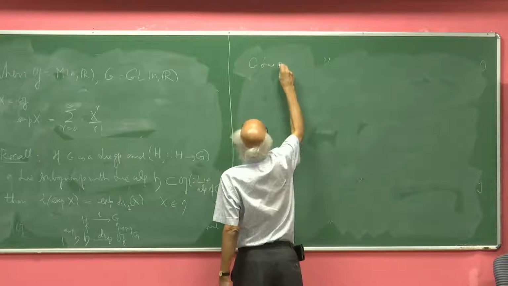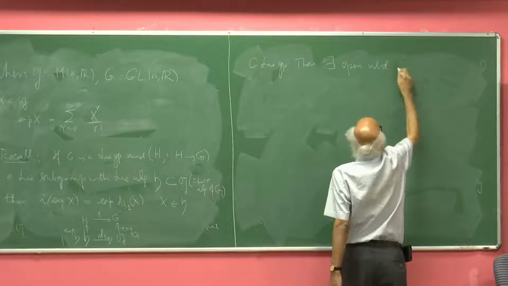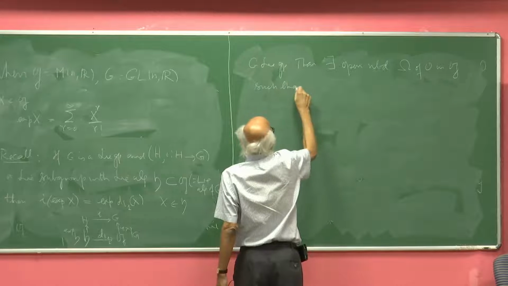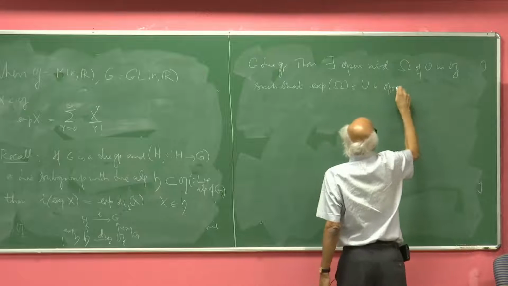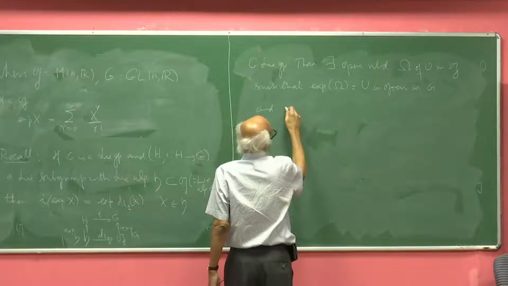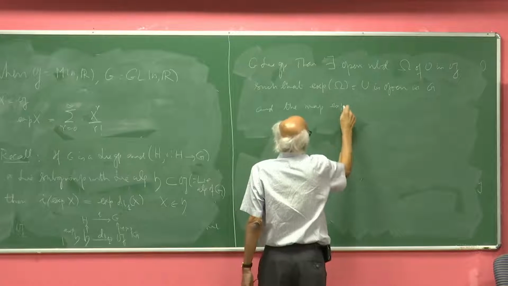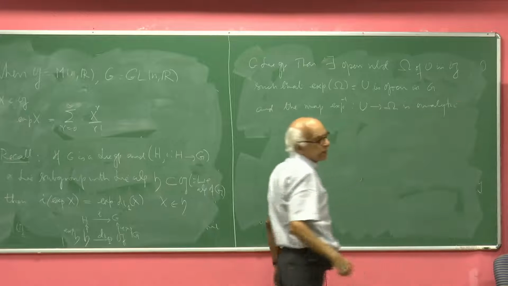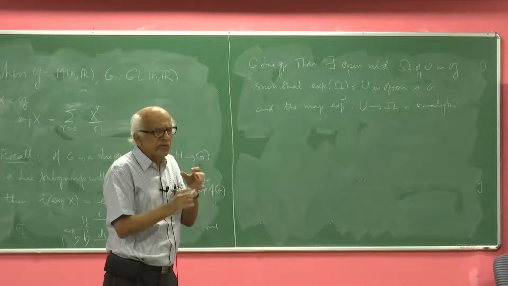If G is an exponential Lie group, then there is an open neighborhood omega of 0 in the Lie algebra such that exp of omega, which I call U, is open in G, and the map X inverse, which goes from U to omega, is analytic. So there is a neighborhood of the identity in G which is isomorphic analytically to a neighborhood of 0 in the Lie algebra.